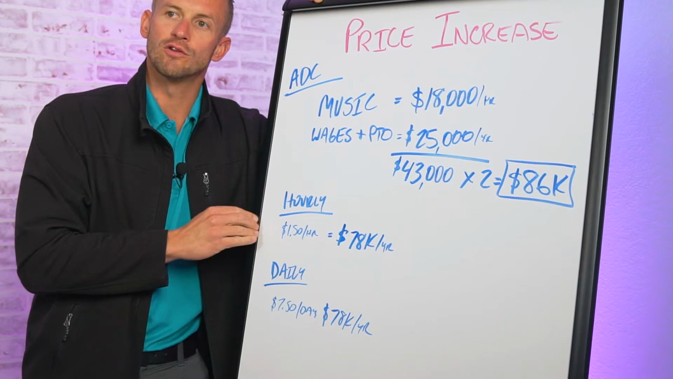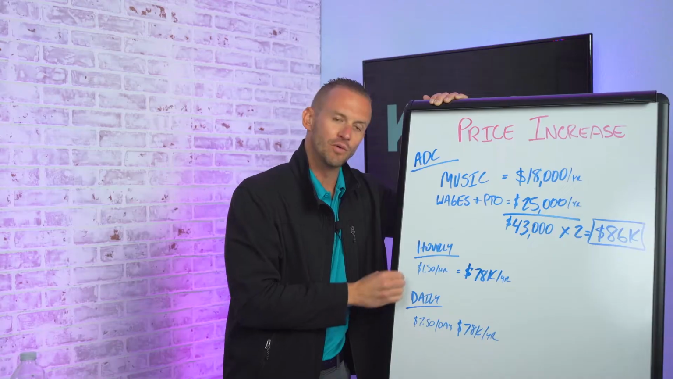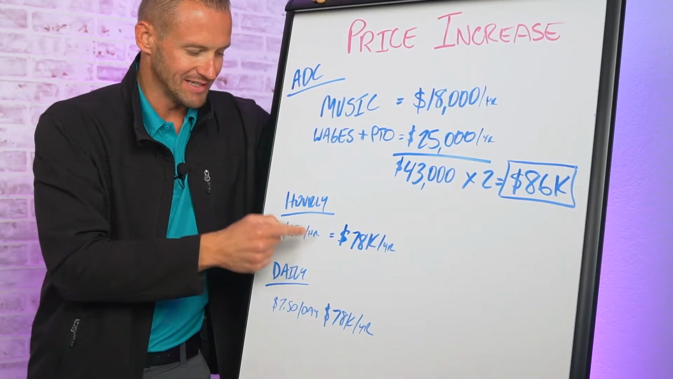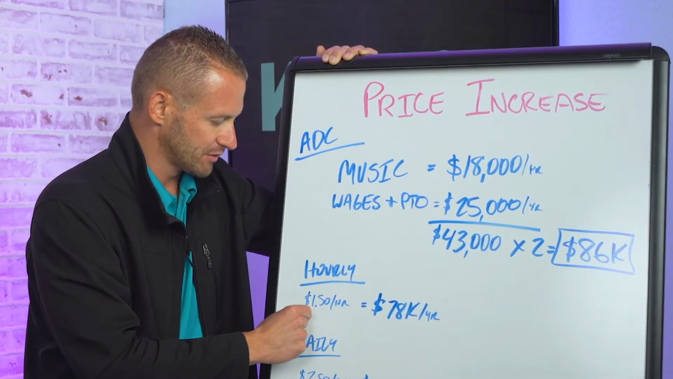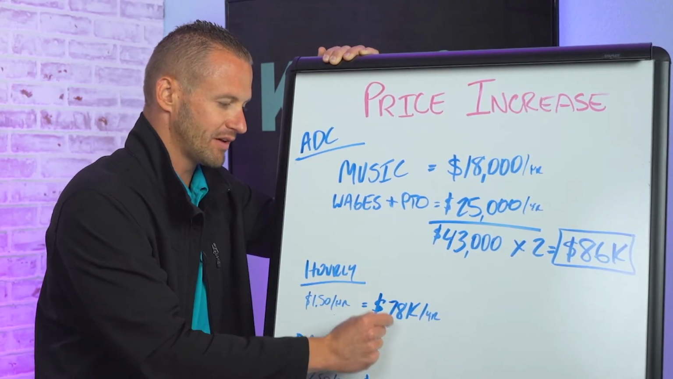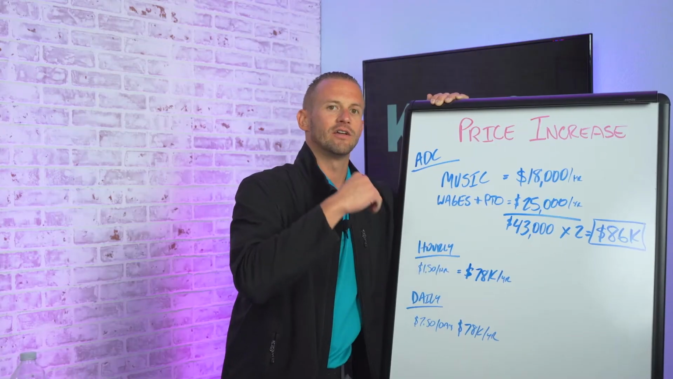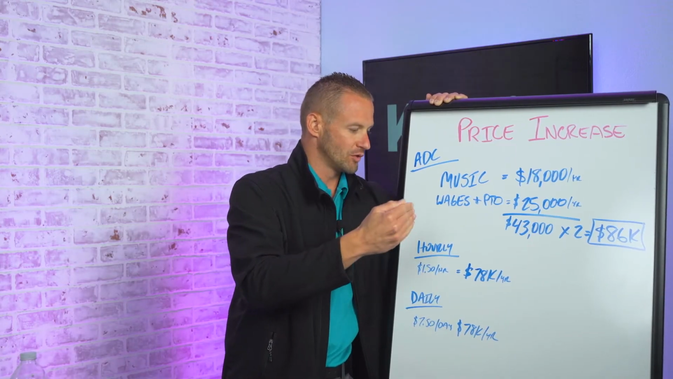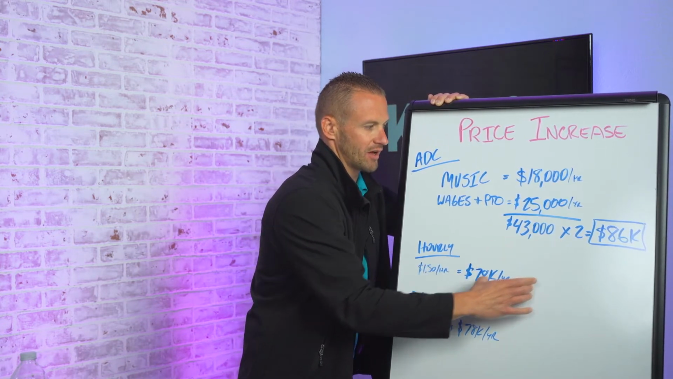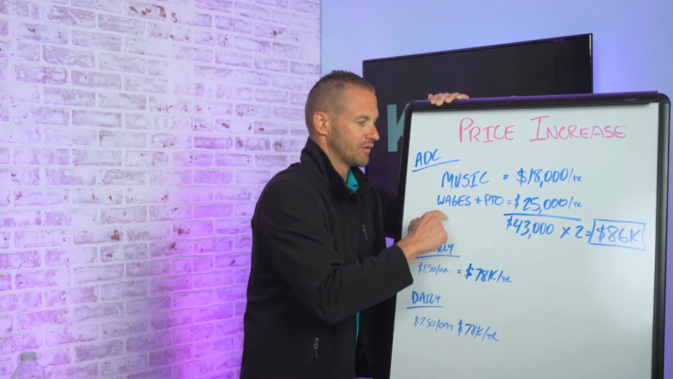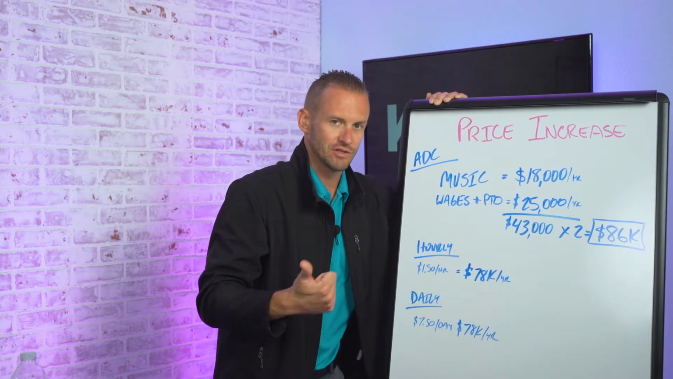You might have a center that's hourly, or it might be daily, as far as how you charge for your rate. If you're an hourly rate center, in this example we're looking at about 1,000 hours per week. By adding $1.50 per hour, that's gonna equal about $78,000 per year in new gross revenue, which is gonna help cover your cost, almost a 100% return on investment for the cost of adding wages, PTO, and live music.